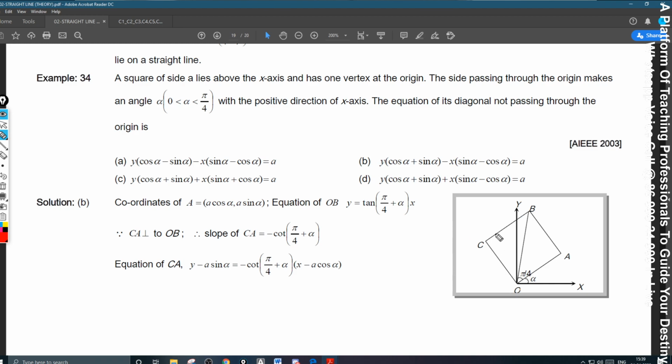This is a square of side A that lies above the x-axis and has one vertex at the origin. The side passing through the origin makes an angle alpha with the positive direction of the x-axis. Find the equation of its diagonal not passing through the origin. See here, I'll take up this diagram to explain. Otherwise, we'll draw the diagram. No issues.